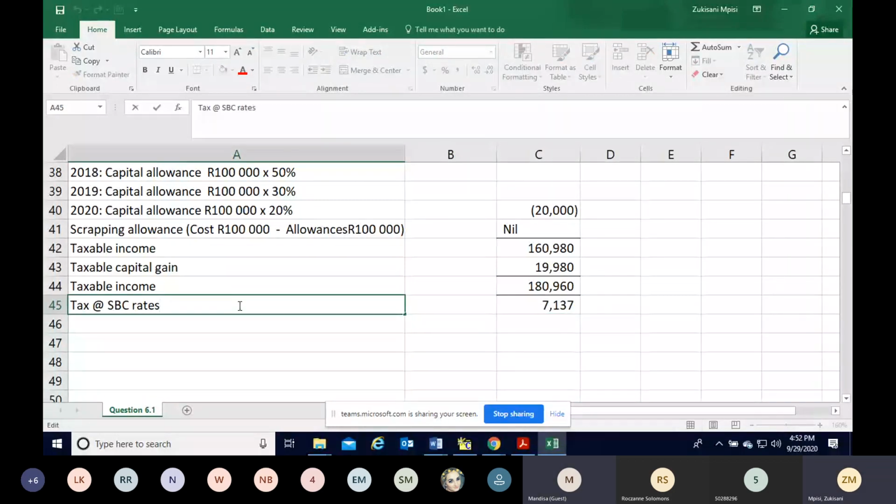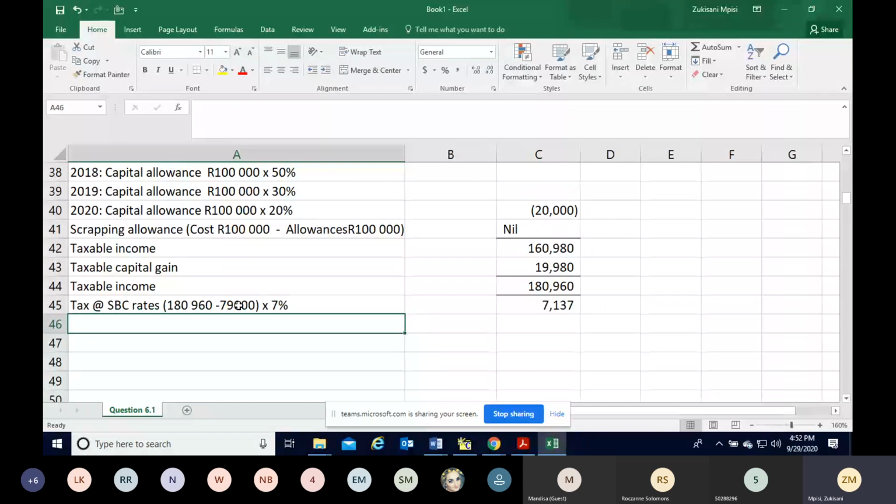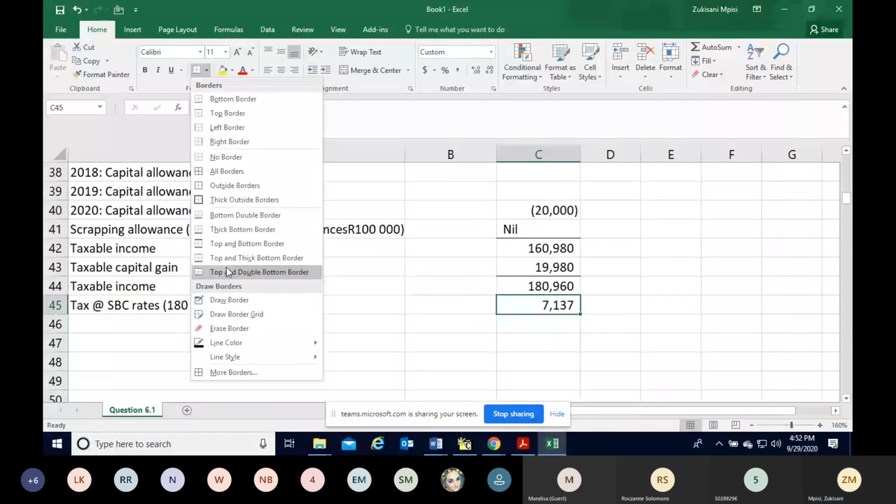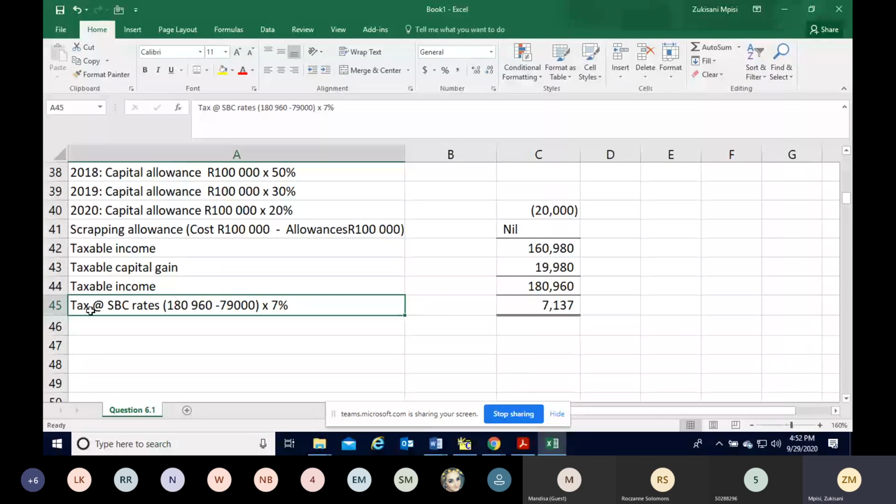But how to get there is simple. We say 180,960 minus the first 79,000 that's not taxable, multiply by 7%, and that should give you 7,137, and this is the tax payable that we are required to calculate.